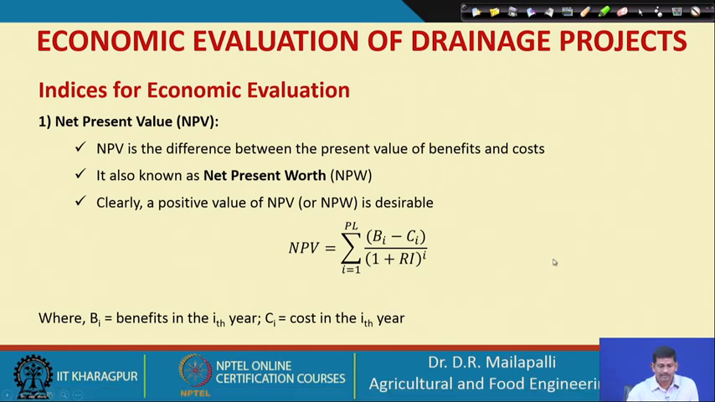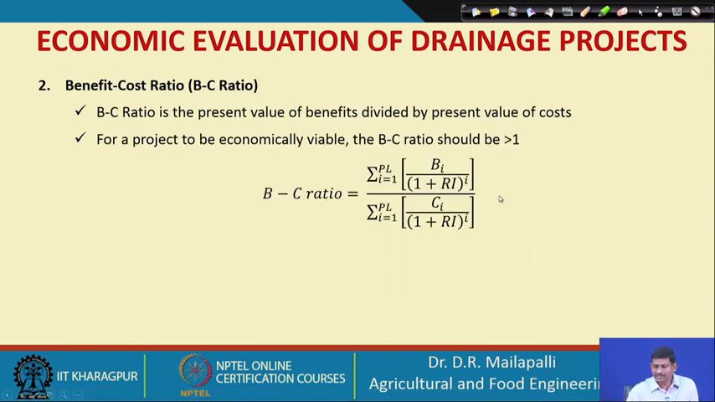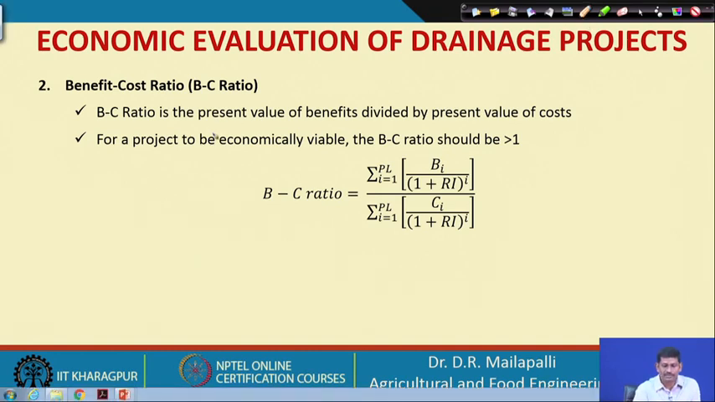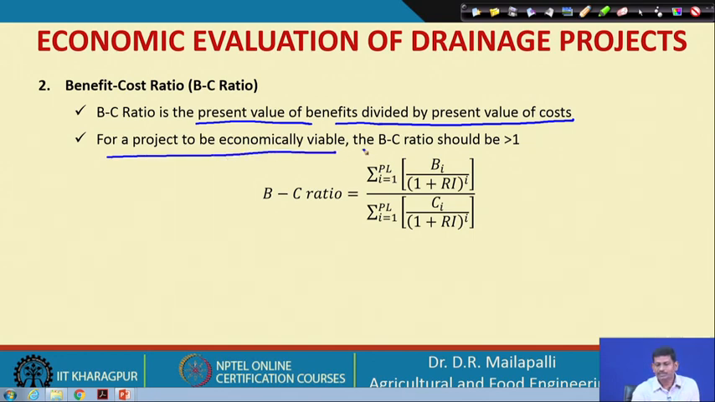The next is the benefit and cost ratio. The benefit and cost ratio is the present value of benefits divided by the present value of the costs. For a project to be economically viable, the benefit cost ratio should be more than 1, because benefit is always more than cost in case of profits. The BC ratio is estimated every year: the benefit divided by (1 plus RI) power I, and the cost divided by (1 plus RI) power I. This is the BC ratio.